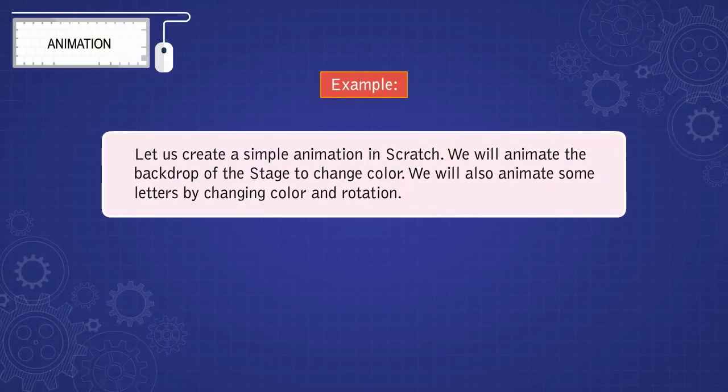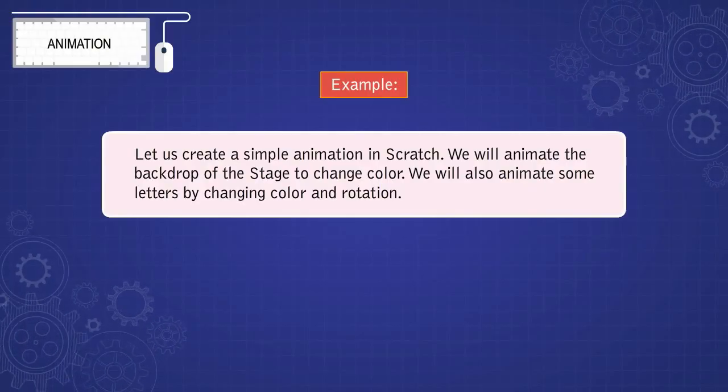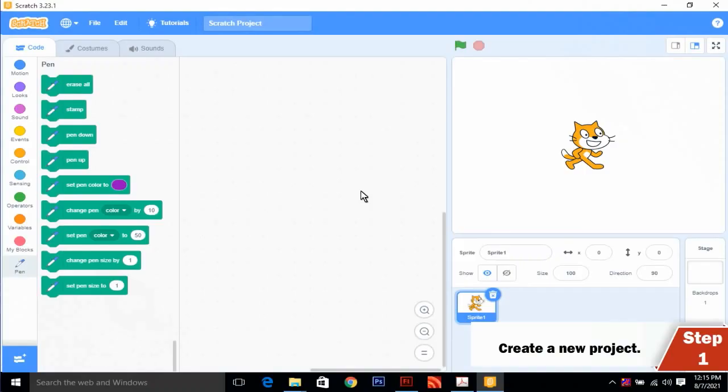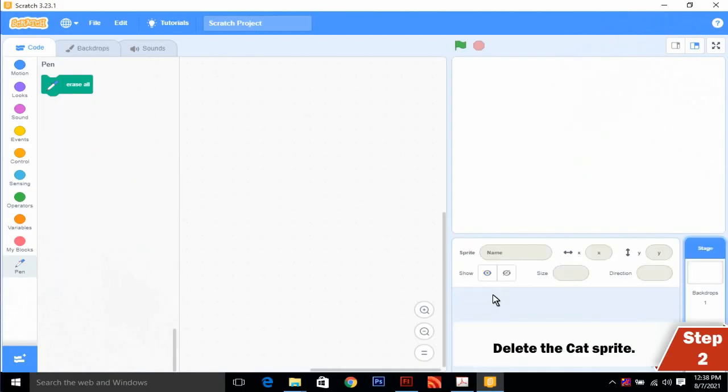Example, let us create a simple animation in Scratch. We will animate the backdrop of the stage to change color. We will also animate some letters by changing color and rotation. Step 1. Create a new project. Step 2. Delete the cat sprite.